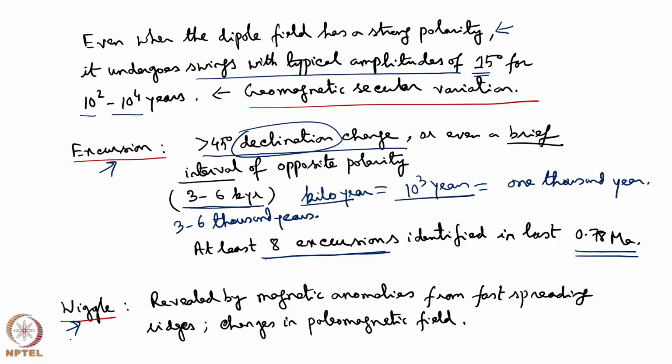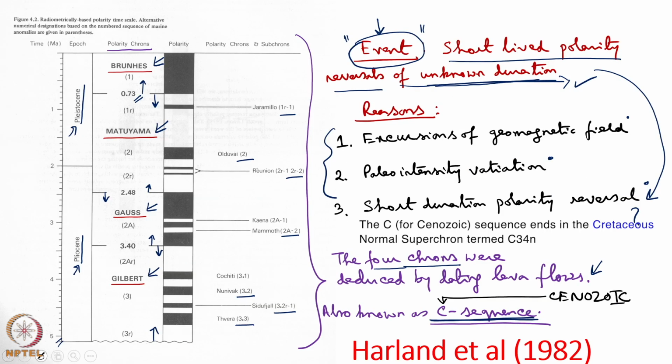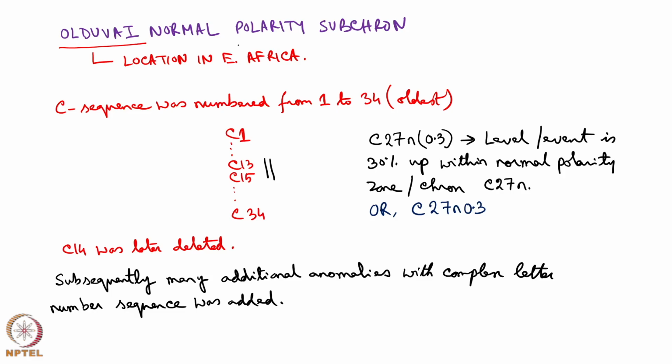What is wiggle? This term also comes in magnetostratigraphy. This is revealed by magnetic anomalies from the fast spreading ridges. It shows changes in the paleomagnetic field. We come to this radiometrically based polarity time scale where the Olduvai name is found. Let us understand: Olduvai normal polarity subchron. Olduvai is a location in East Africa. The Olduvai term you will also come across when you study evolution of humans, evolution of Homo sapiens. There in the Olduvai gorge we have found interesting fossils, and those are employed in studying evolution of Homo sapiens.